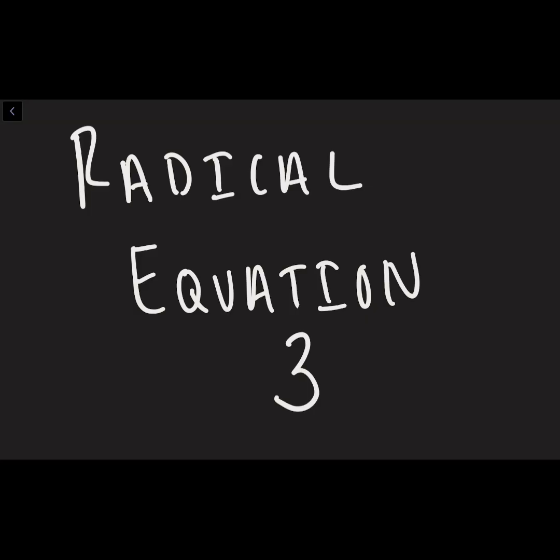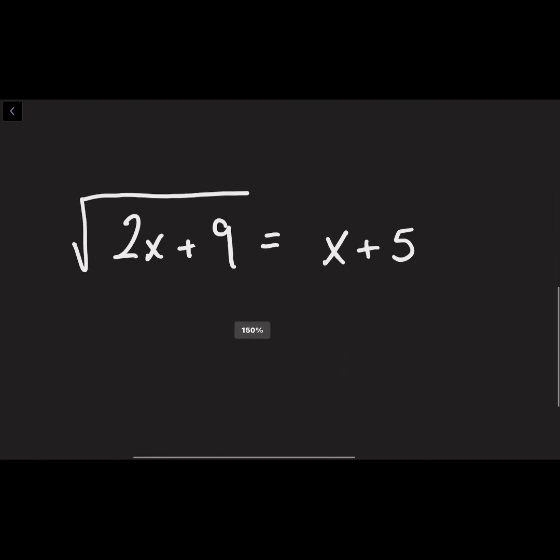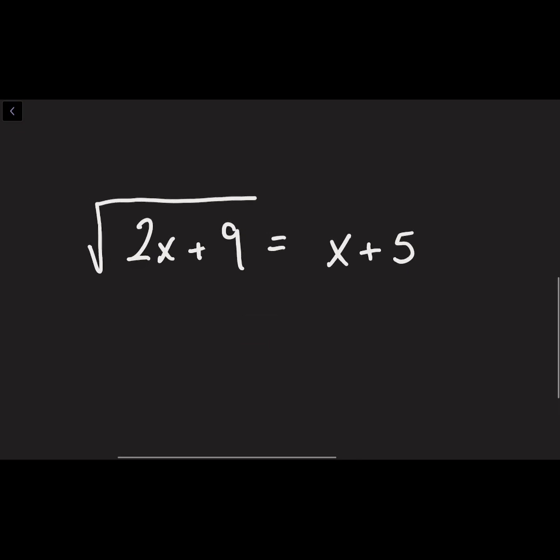Hey, we got a radical equation, third video of the series. So let's go ahead and get to our example for the day. All right, so look. We got the square root of 2x plus 9 equals x plus 5. Our first step of the day is we're going to square both sides.